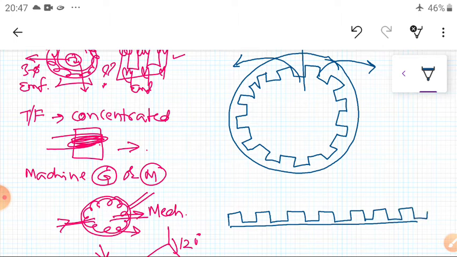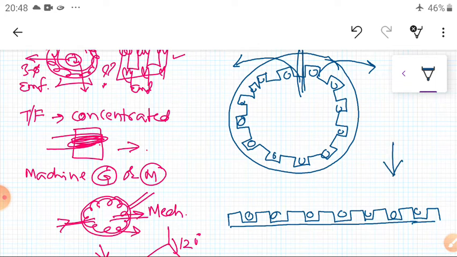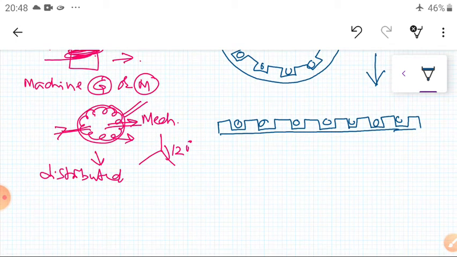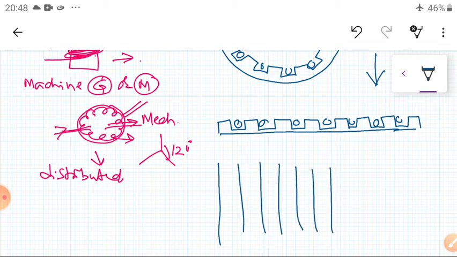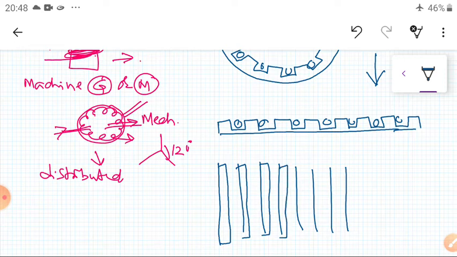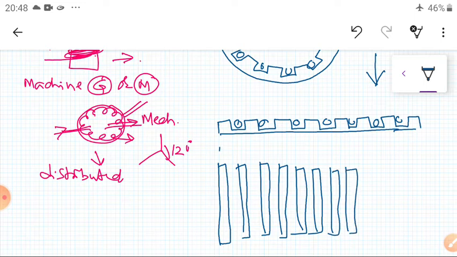Okay, in these slots I am going to insert winding. It is similar to this winding, which has the slots in which I am going to wind our winding coils. So I open this up, for easy understanding. Here is one slot, another slot, third, fourth, fifth, sixth, seventh, eighth. These are the slots in which I am going to insert my coil sides.